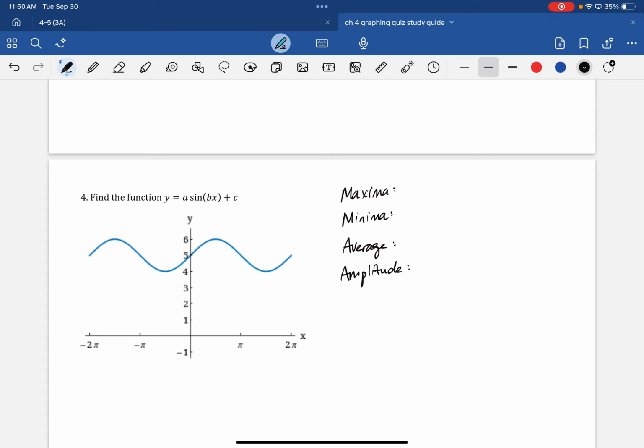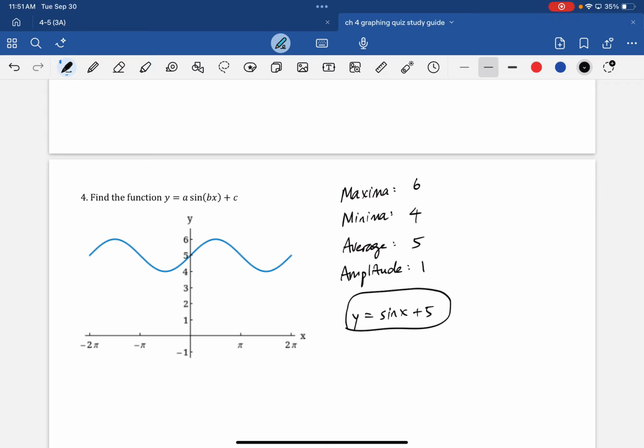Okay. What's the maximum? 6. Minimum? 4. Average? 5. Amplitude? 1. 1. Thank you. Amplitude is 1 because it's half of the distance here, right? So that tells us that C has to be 5 because that's our vertical translation upwards, right? And the amplitude is 1. So the answer is y equals sine x plus 5.